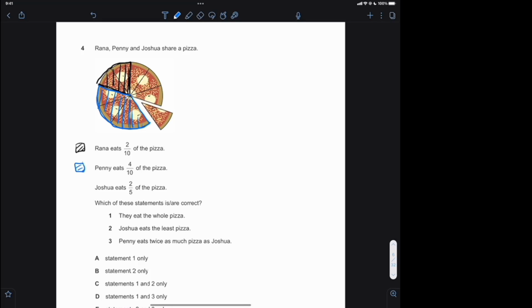Now Joshua, who's going to be purple, eats 2/5 of the pizza. Now 2/5 in terms of tenths is going to equal how much? Well, you need to times by 2, so you get 4/10. So that's actually going to be the remainder of the pizza. 1, 2, 3, and this last one here. So Joshua has eaten 4/10 of the pizza. Let's just write down 4/10 so we don't forget.